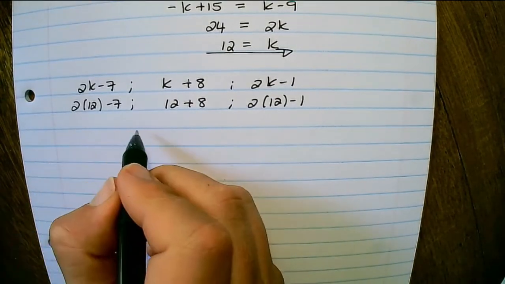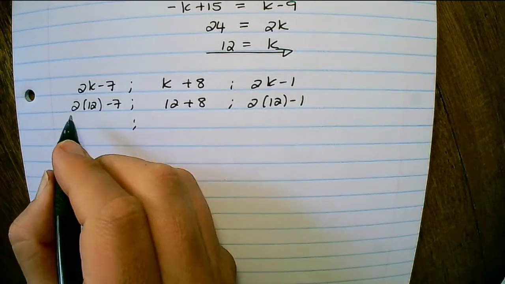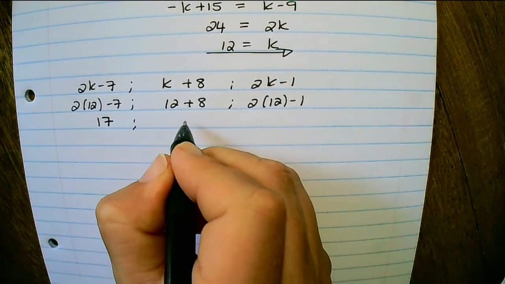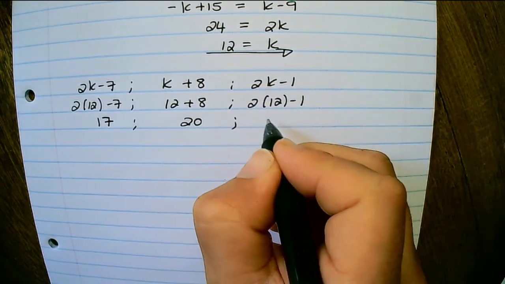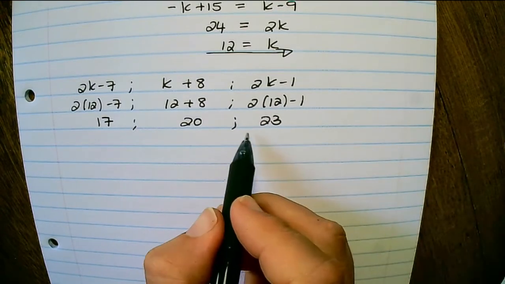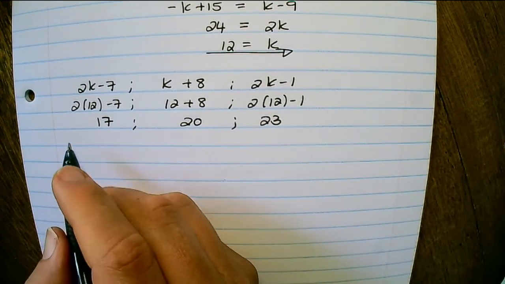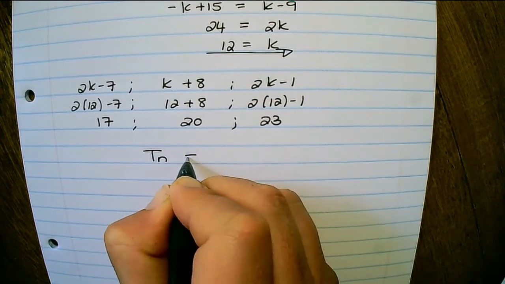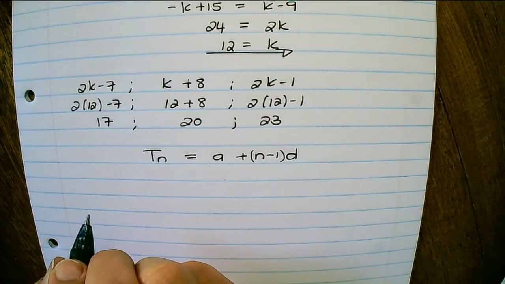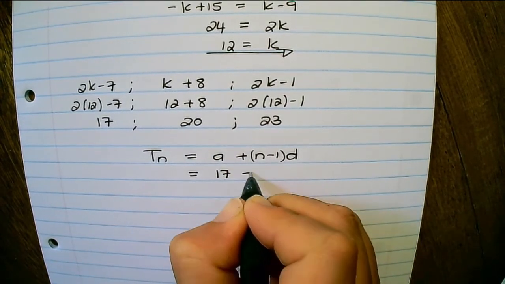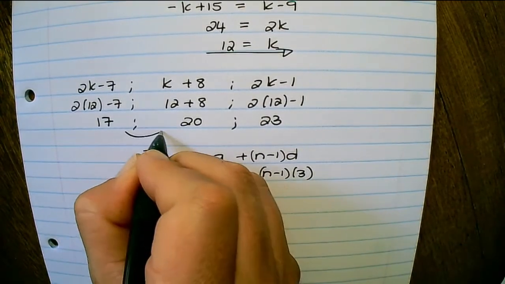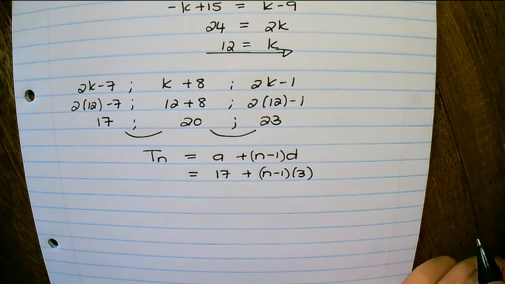So our first term, if I substitute k with 12, would be 17. The second term is 20, and the third term is 23. Now I can use this information to find the 15th term. So Tn is equal to a plus (n minus 1)d. The a value is 17, and the d value is positive 3 because the difference between terms is positive 3.